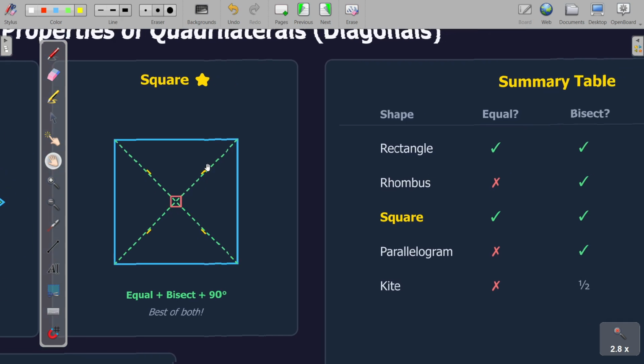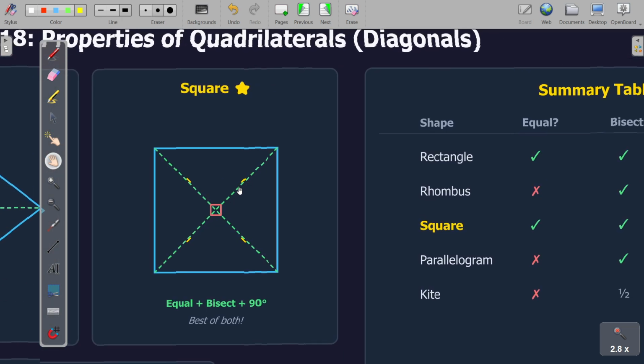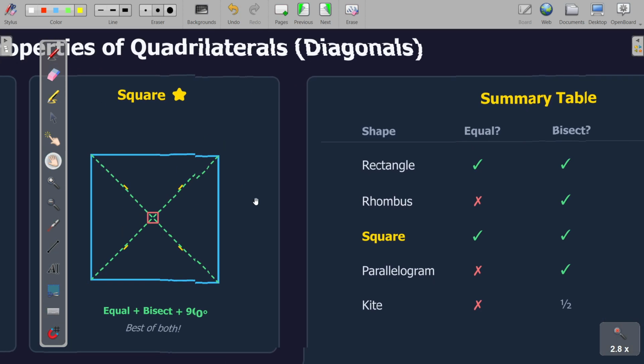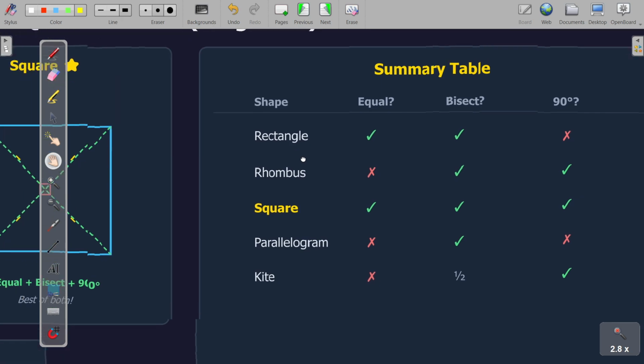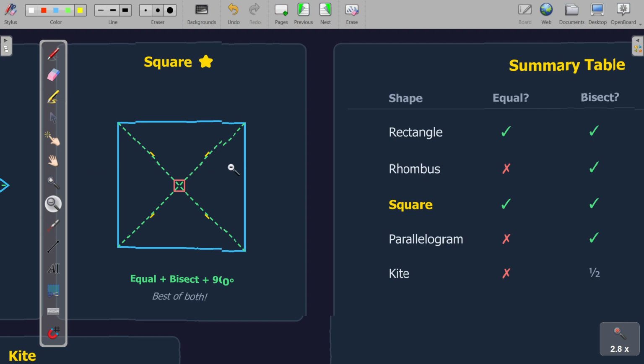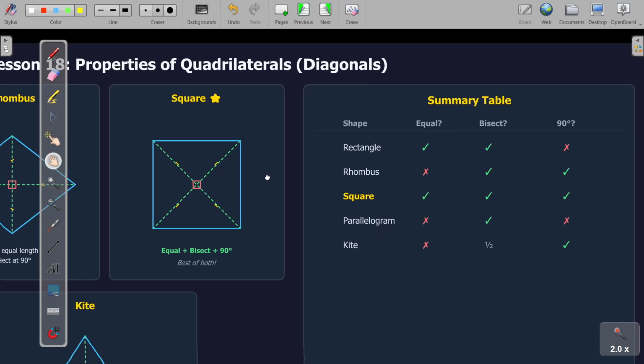That's for the rhombus. What about the square? Now, as you can see from the square here, the square is a perfect shape. Because if you look at the conditions in the summary table, are they equal? Yes, they are all equal. The diagonals are equal. They bisect each other. They're all at 90 degrees. They're basically the perfect shape. Yeah, they have the best of both worlds. It inherits the best properties of both a rectangle and a rhombus.